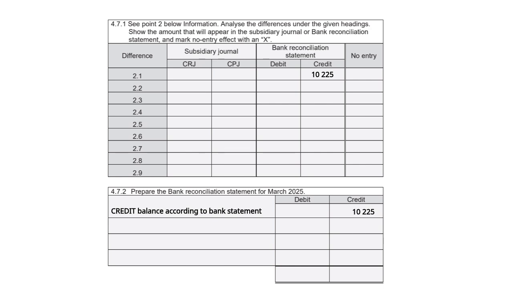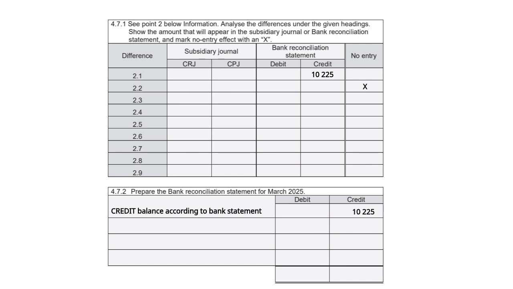Then 2.2. A deposit of 24,000 Rand appears on the bank statement for March, but not in the cash receipts journal. So do you see that, but not in the cash receipts journal, so it was outstanding? If you go to information number 1, it's 24,000, and now you're going to put it in the cash receipts journal according to 2.2. So 2.2 will have no entry. It's just a tick.